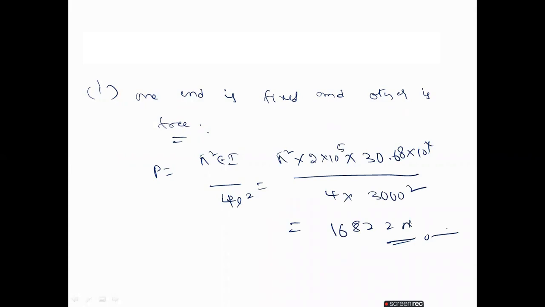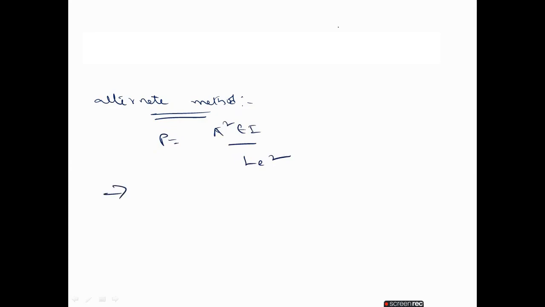And one more thing I told you already: when load is acting, there will be a deformation or deflection. So at that time, we have to take the effective length. There is an alternate method to calculate this, by using the effective length. The crippling load for any type of condition, we know the formula is pi square EI by L square. But here the condition is one end fixed and other end free. So at that time the effective length Le equals 2L.